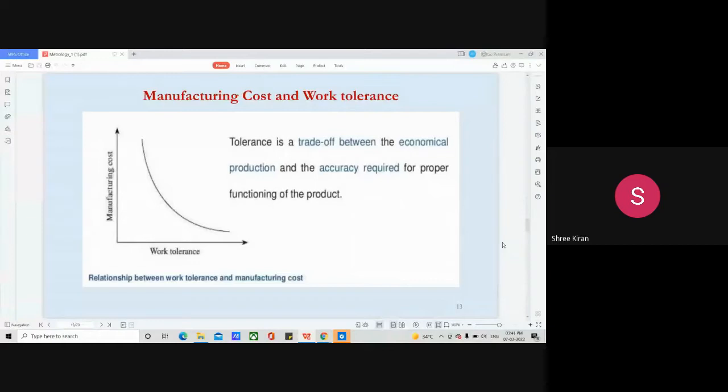So today we have discussed Taylor's principle, go limit, no-go limit, go gauges, no-go gauges, then also the materials, gauge maker's tolerance and wear allowances, and Taylor's principle by William Taylor. Okay, we'll stop for today.